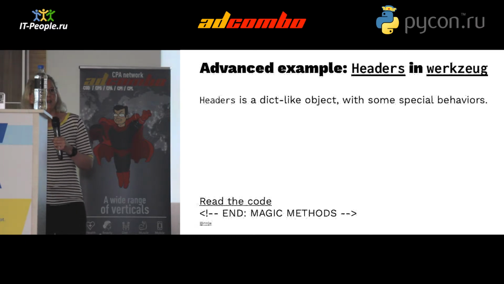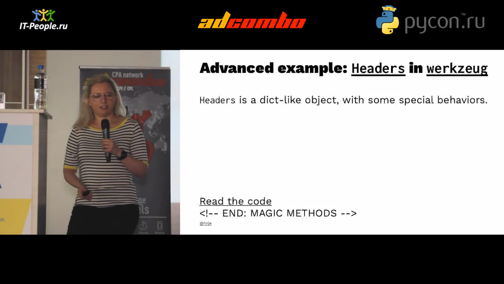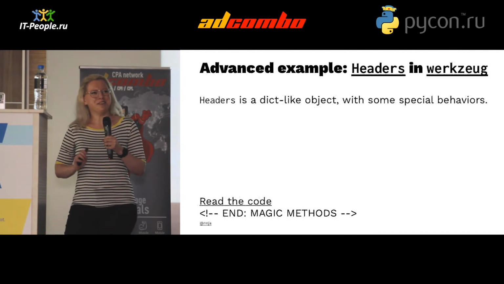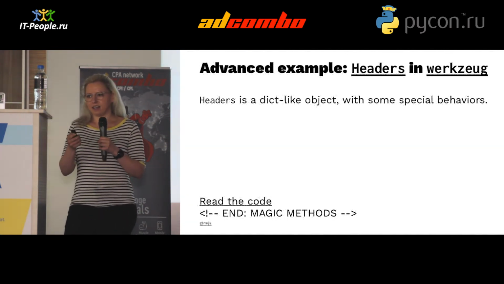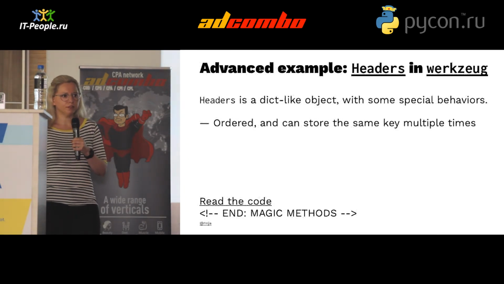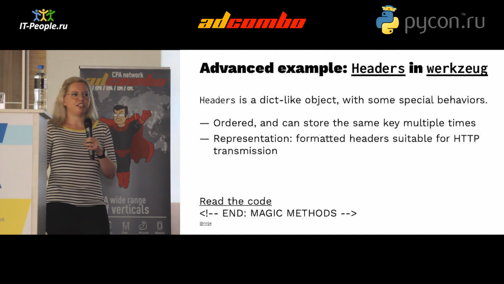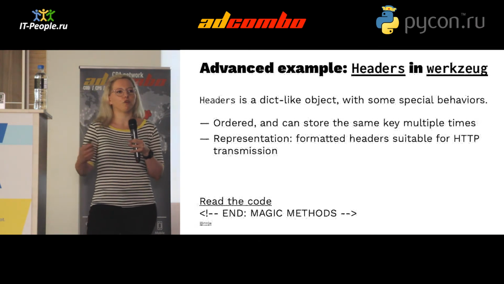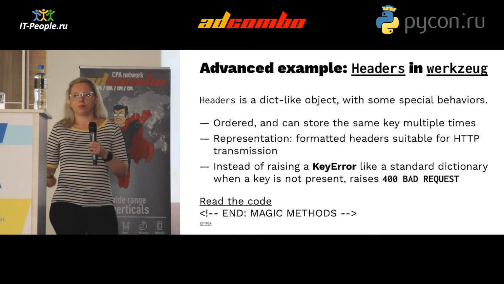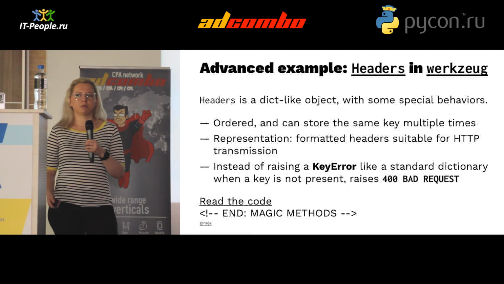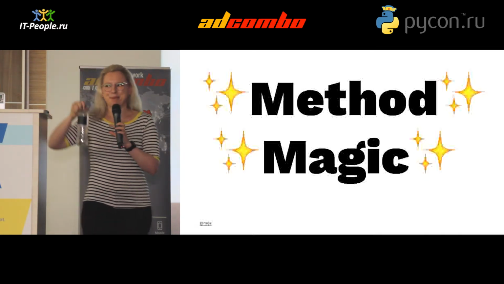And a really good example for advanced usages of magic methods is the headers implementation, and I always mess up the pronunciation, so let's see if I get it right, Werkzeug. So headers in Werkzeug, it's a dict-like object, and it has some special behaviors. It's ordered, so it can store the same key multiple times. Its representation is suitable for HTTP transmission, the headers are formatted for that. And instead of raising a KeyError like a dictionary does, it raises an HTTP error when a key is not present. So, pretty cool. So you learned all about magic methods. Now we're going to learn about some method magic.